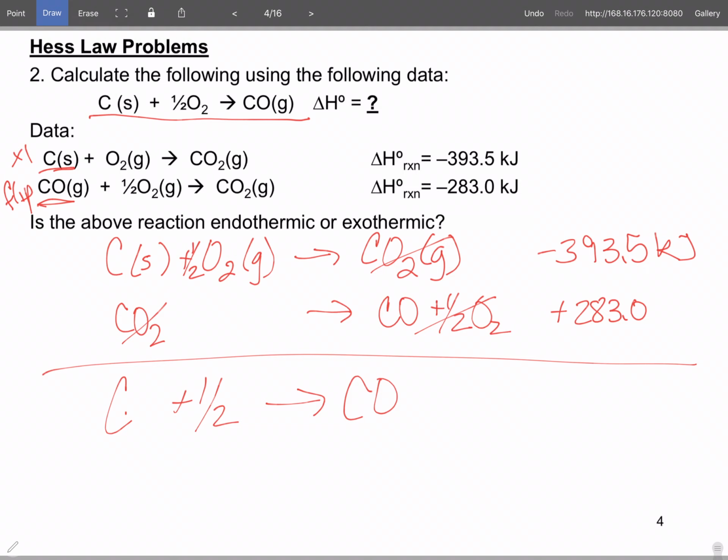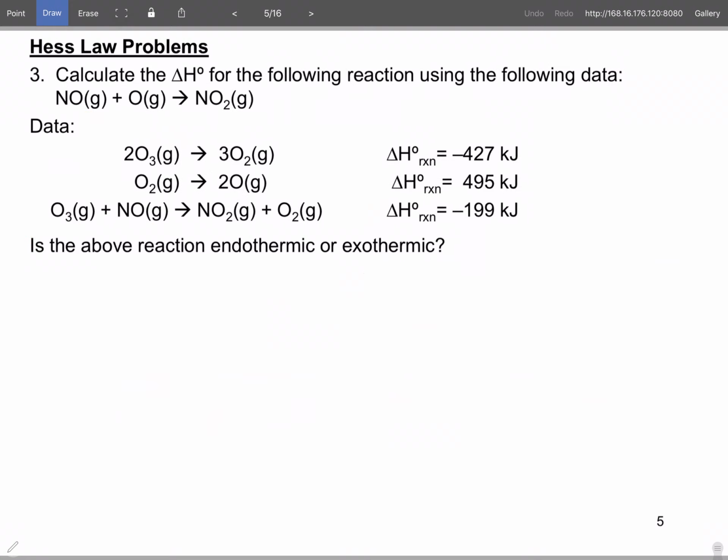If I worry about the compounds, then the oxygen usually takes care of itself. So in this case, we're going to add these together and we get 110.5 kilojoules. This one is an exothermic reaction because it is negative. All right, let's do another one.